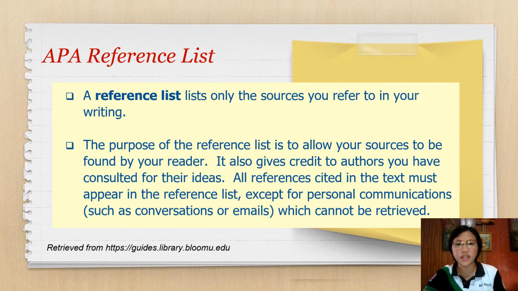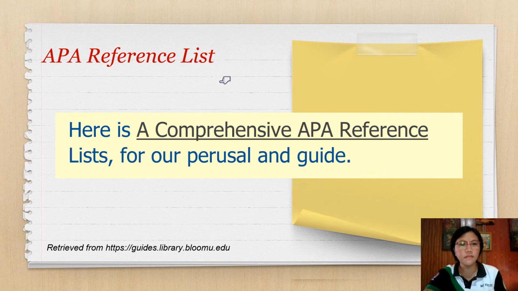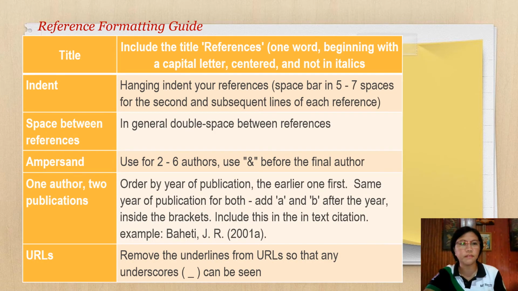All references cited in the text must appear in the reference list except for personal communications such as conversations or emails, which cannot be retrieved. A bibliography is different from a reference list as it lists all the sources used during your research and background reading, not just the ones you refer to in your writing. Here now is a comprehensive APA reference list for our guide and reference.